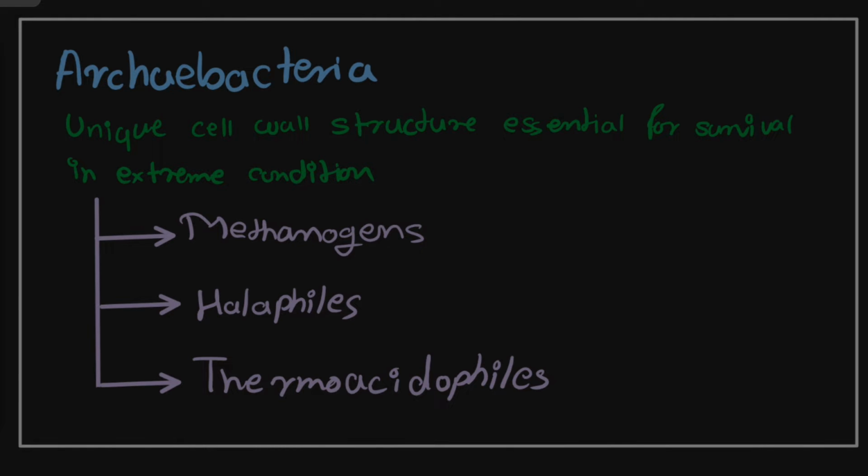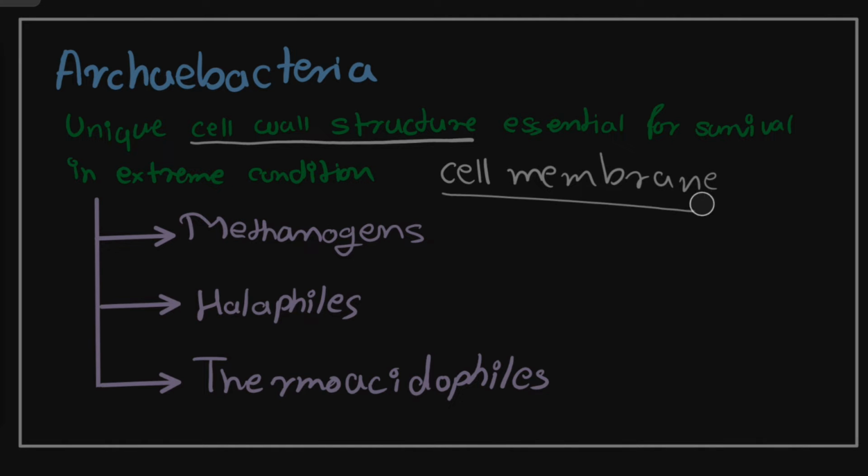First is Archaebacteria. These bacteria have unique cell wall structure essential for their survival in extreme conditions. Also, with specialized cell wall, they also have specialized cell membrane. These are categorized in three parts. First is methanogens, then halophiles, and then thermoacidophiles.